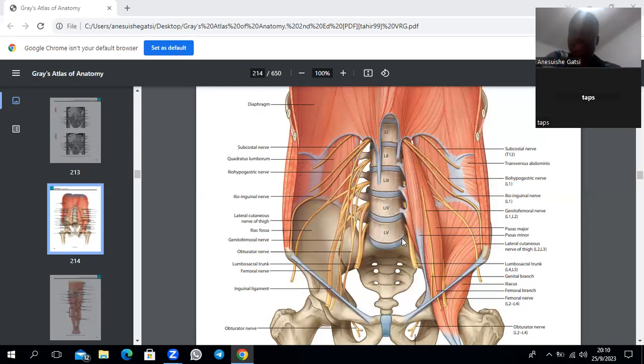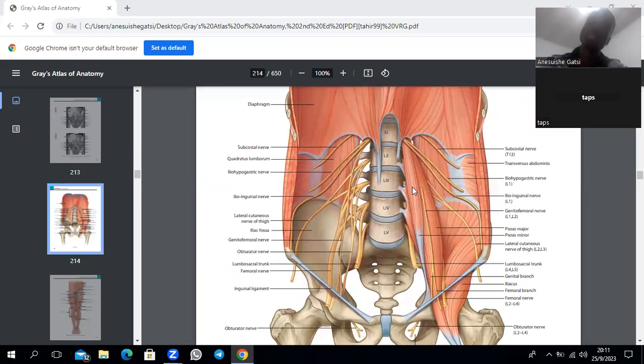Then we have something that we call the lumbar plexus. Most of the nerves that you're now seeing here, 1, 2, 3, 4, 5, 6, are going to be branches of the lumbar plexus. So how do we form the lumbar plexus? The lumbar plexus is formed by the union of the ventral rami of L1, L2, L3, as well as a larger part of L4. So we basically say L1 to L4.